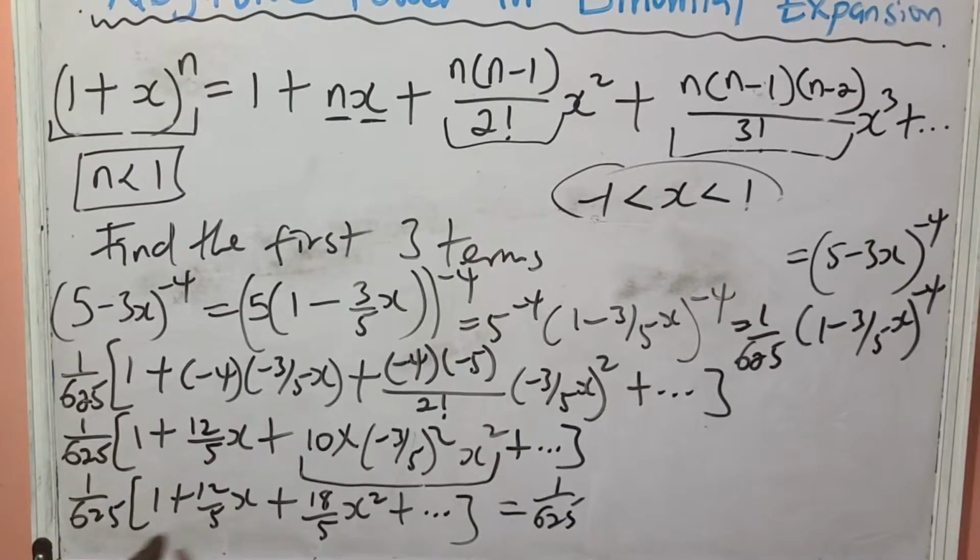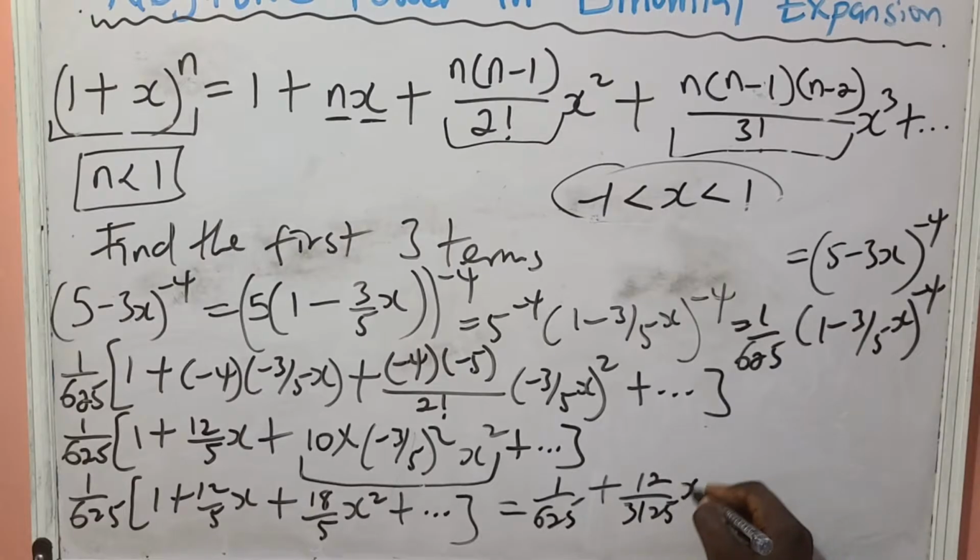Then 1 over 625 times 12 over 5. That will be 12, because 12 times 1, that will be plus 12 over 625 times 5. 625 times 5 will be 3125. What I'm doing here is I'm opening this bracket. So this times 1, this times 12 over 5, that's 1 times 12, 12, 625 times 5, 3125x, obviously.